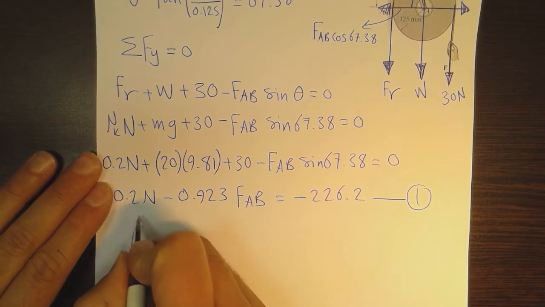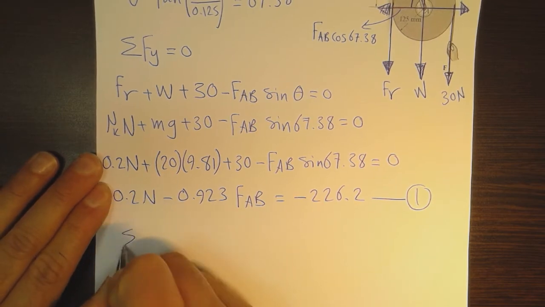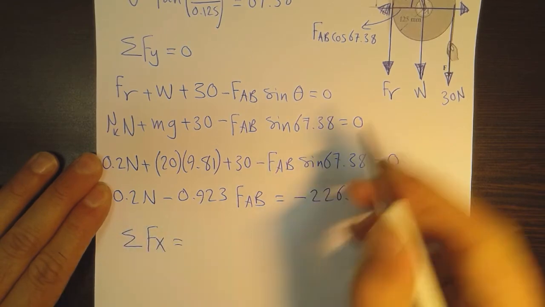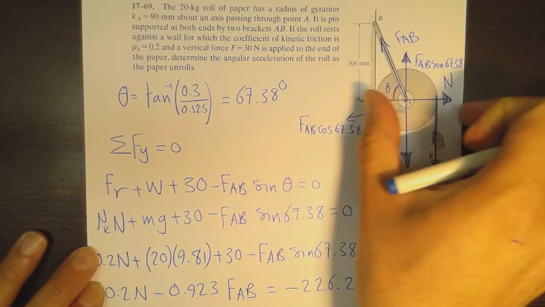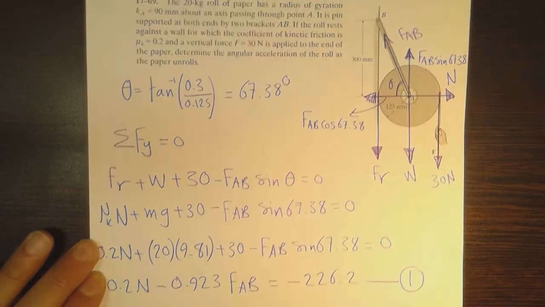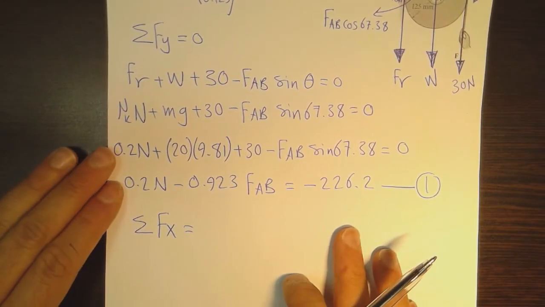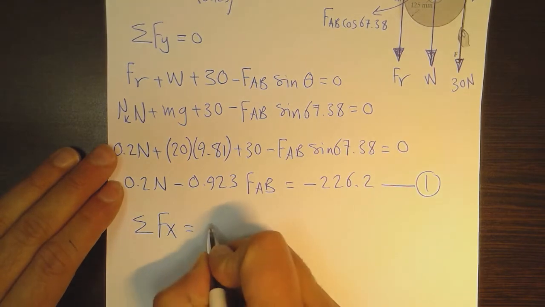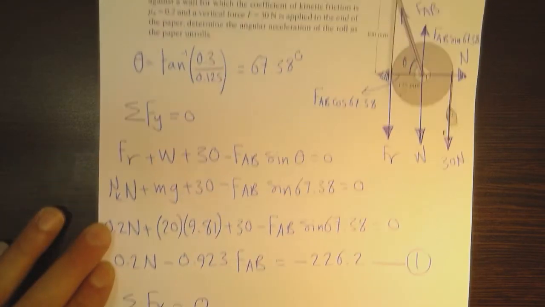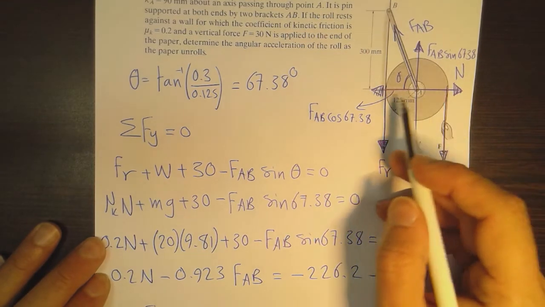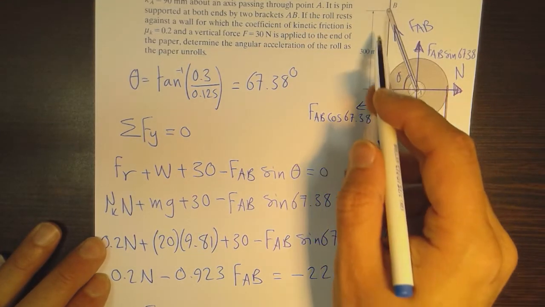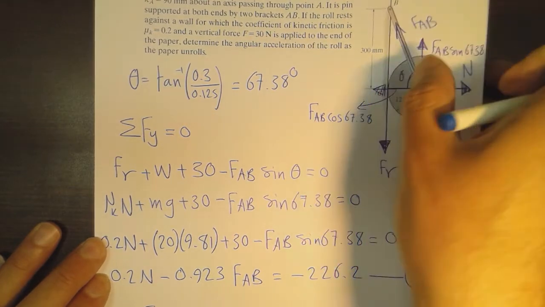The summation of forces in the x direction is of course equal to zero, because the roll itself is not going to the left. So the summation of all forces in the x direction is equal to zero. What forces we have in the x direction are N, the normal force, and the x component of the force FAB.